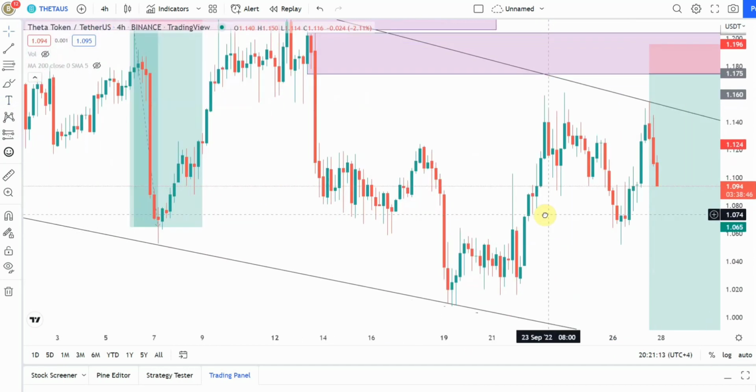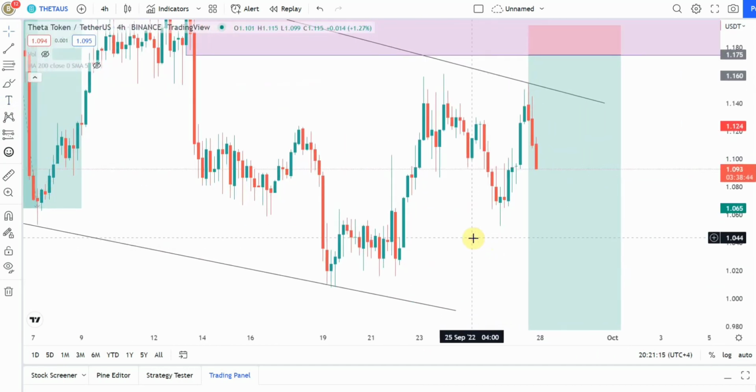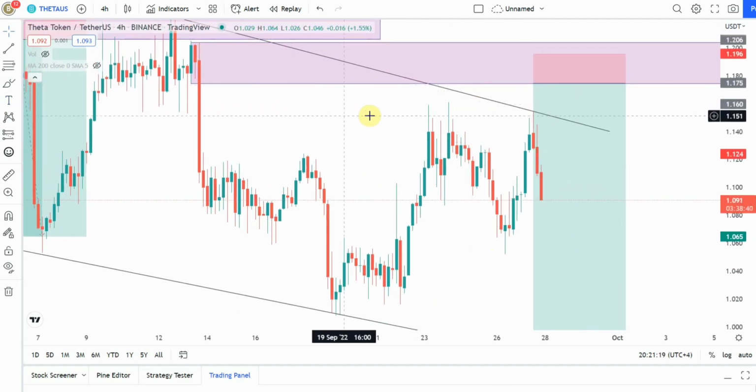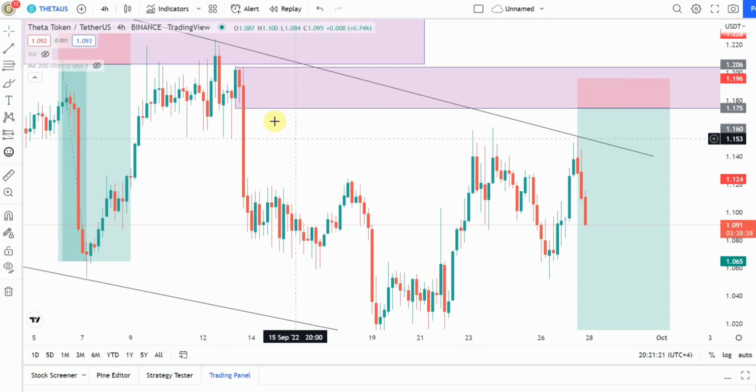Then the next one that choked me is this one. If you look at this place, you can see that this is a tradable order block.